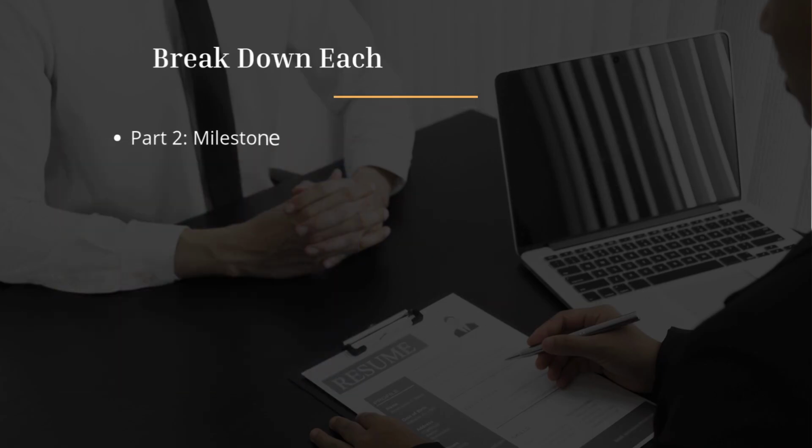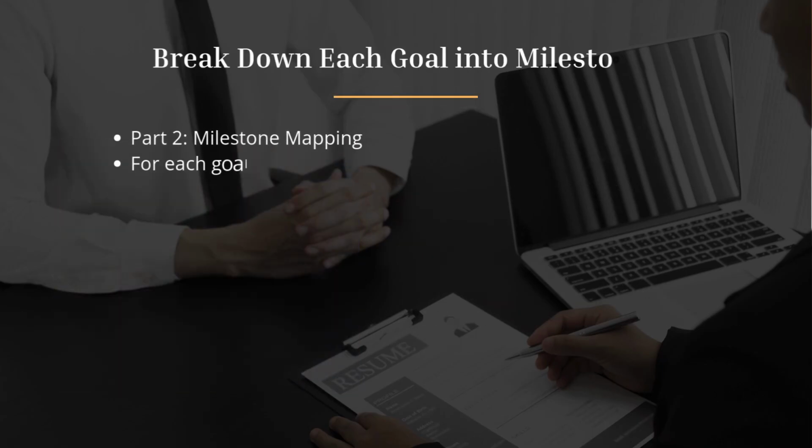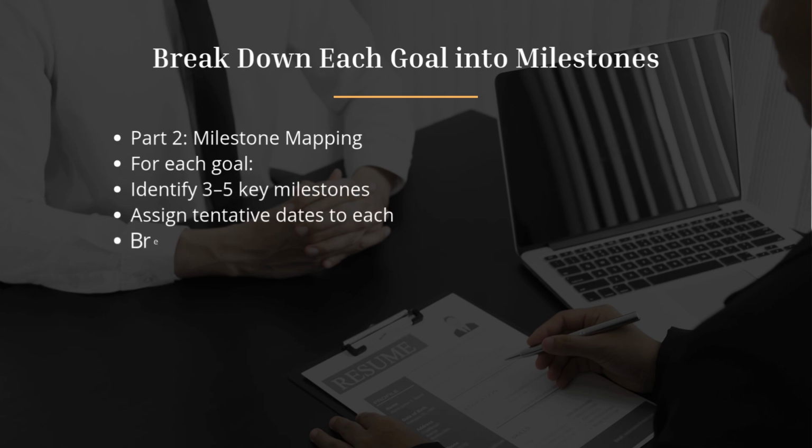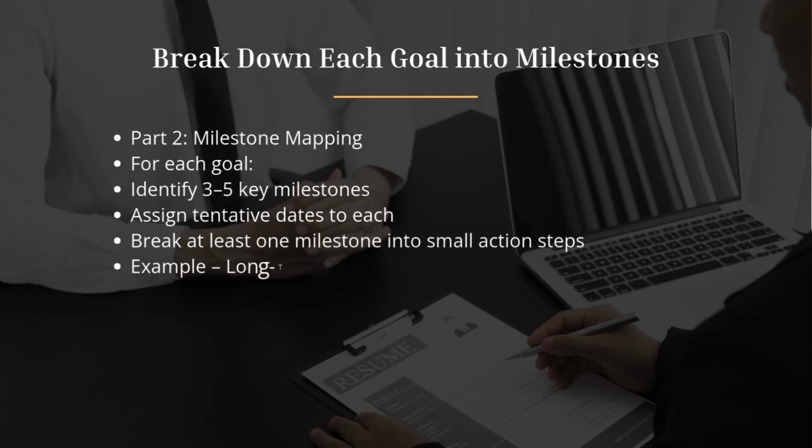Break down each goal into milestones. Part 2, Milestone Mapping: for each goal, identify 3 to 5 key milestones. Assign tentative dates to each. Break at least one milestone into small action steps.